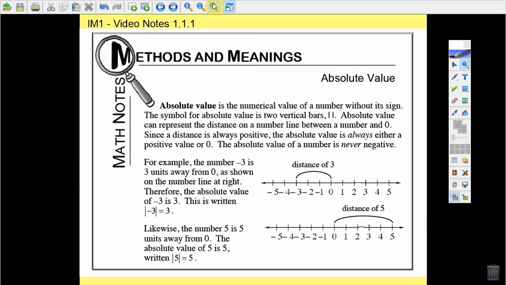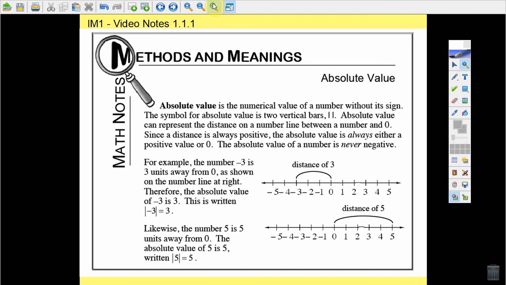Absolute value is the numeric value of a number without its sign. In other words, that's the positive number. The symbol for absolute value is two vertical bars, and it can also be thought of to represent the distance on the number line from 0. So if you're at -3, you're 3 spaces from 0, the same as if you were at +3. So the absolute value of -3 would be 3, and the absolute value of +3 would also be 3.